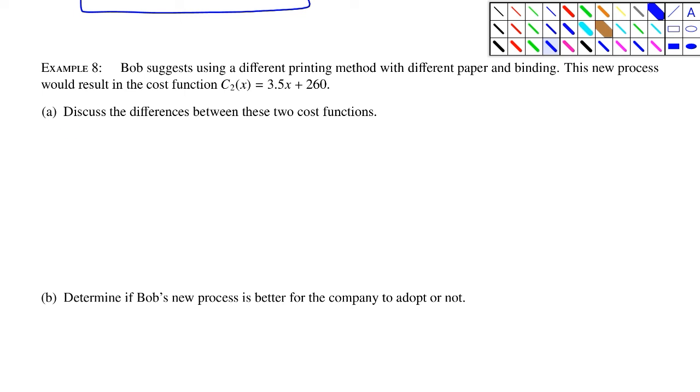All right, so let me put up our cost functions here. So we've got the first one was 6x plus 40. And the second one was 3.5x plus 260. So go ahead and pause the video and think about what the differences might be, and then hit resume or play to check your answers with mine. But pause the video now for just a few seconds to see what answers you could come up with.